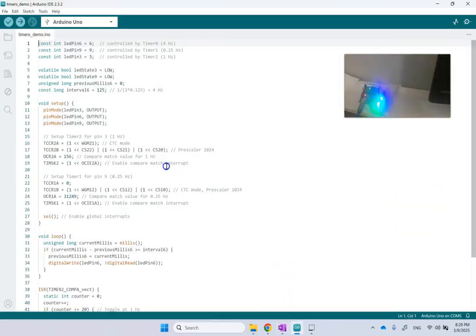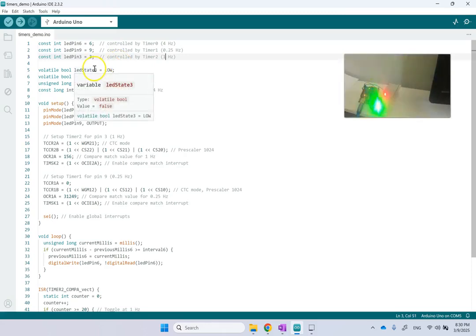Now, finally, this is my code. You see here, I'm using pins 6, 9, and 3 for timer 0, 1, and 2, respectively. And the toggling frequencies for them are 4 hertz, a quarter hertz, and 1 hertz for the 3 LEDs that you can see. The green one is about a quarter hertz, the blue one is about 1 hertz, and the red one is about 4 hertz in the back.